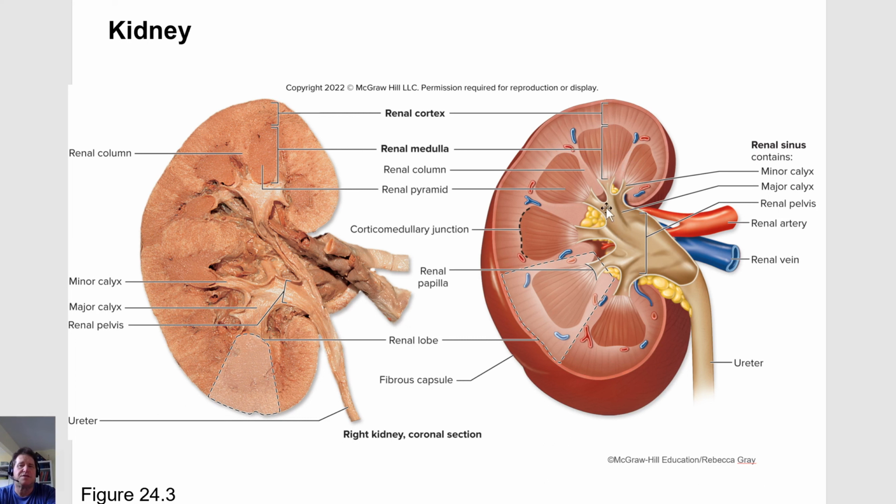See how these two little funnels go together to make this funnel, and then this funnel falls into this big funnel, so it's funnel after funnel after funnel. The minor calyx starts to collect the urine at the far end, the renal papilla, and then it funnels it down until eventually it gets down to the ureter, where it's going down to the urinary bladder.